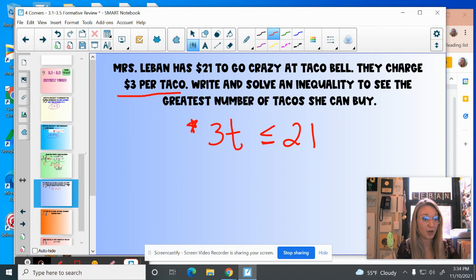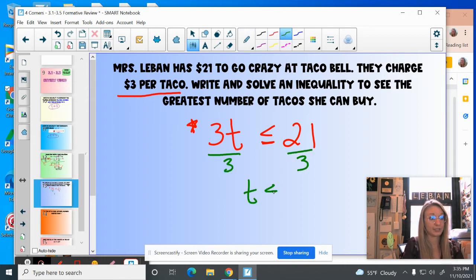You wrote the inequality to represent the situation. Now let's solve it and write our answer in context. So to solve this, we just divide both sides by 3, and you get that t is less than or equal to 7. That means to make sure that she doesn't spend more than her $21, she can buy less than or equal to 7 tacos.